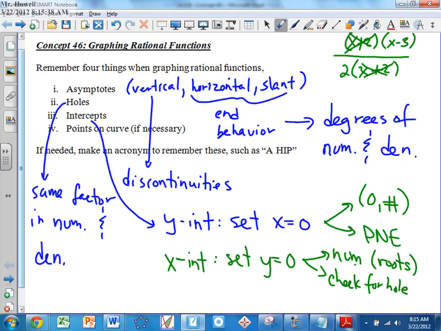The numerator's roots are what matter. Check for a hole. Those 2 things. Yes? What's D and E again? D and E. Sorry, D and E does not exist.